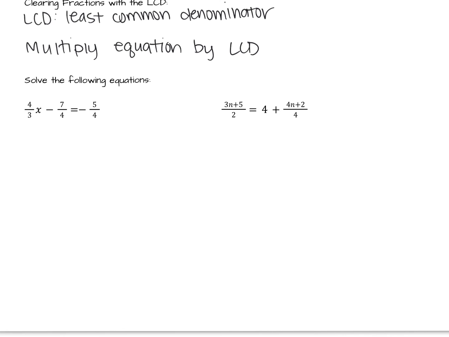So our first example, we have 4/3 x minus 7/4 equals negative 5/4. So our denominators are 3 and 4. I need to find the smallest value that 3 and 4 both go into. And in this case, the LCD is 12. So we're going to multiply all of our fractions by 12.